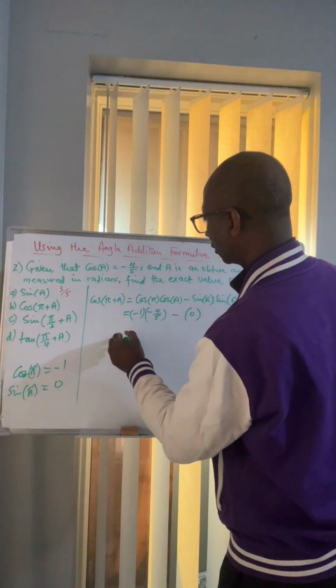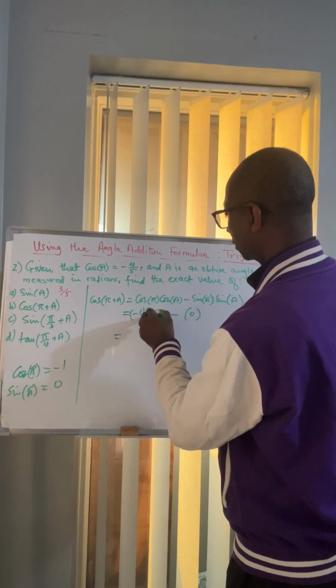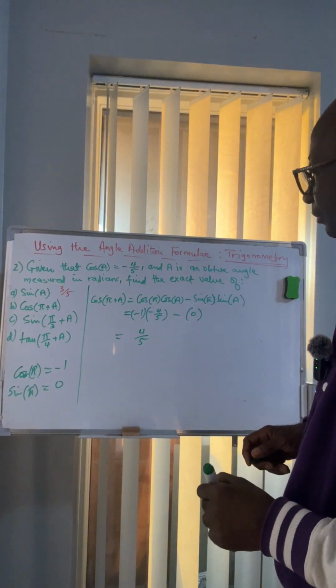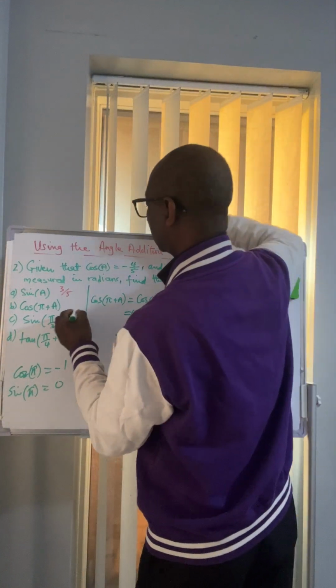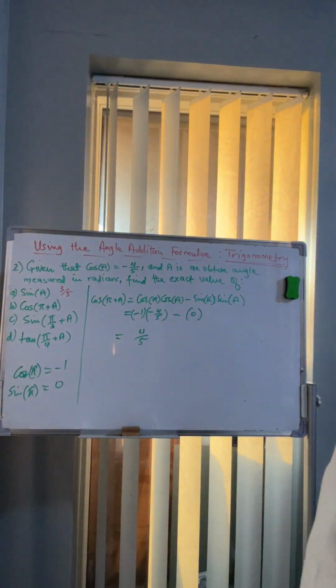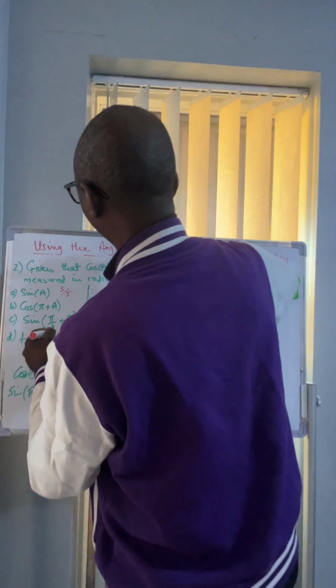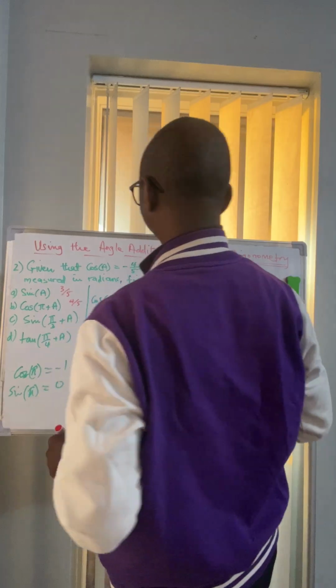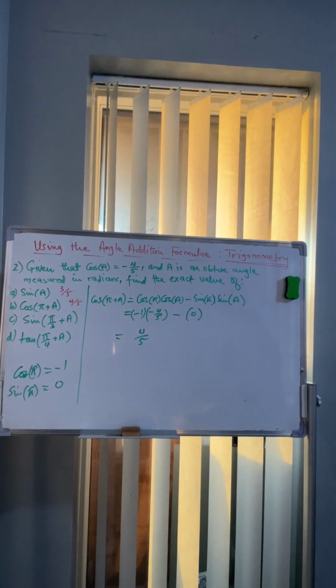So we now give our answer here. Minus minus is plus, so this will be 4 all over 5. Right?